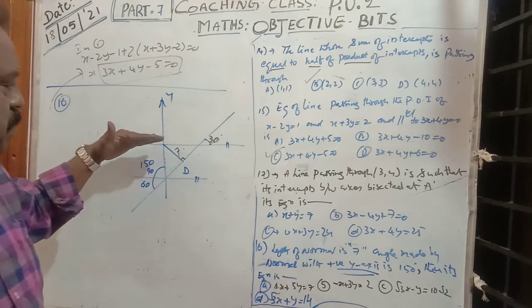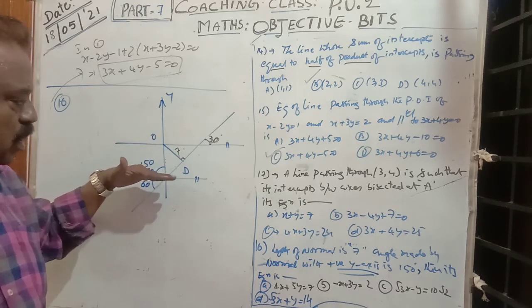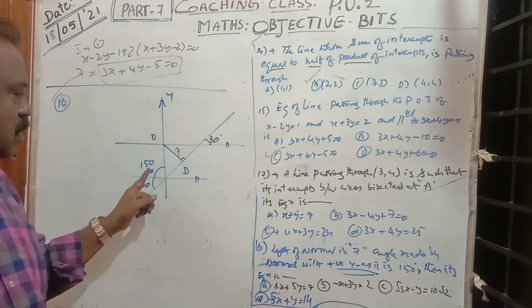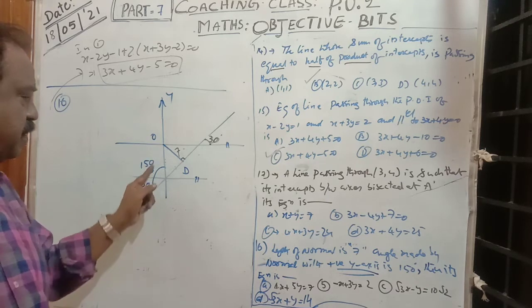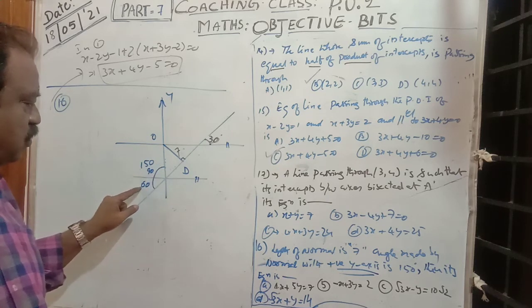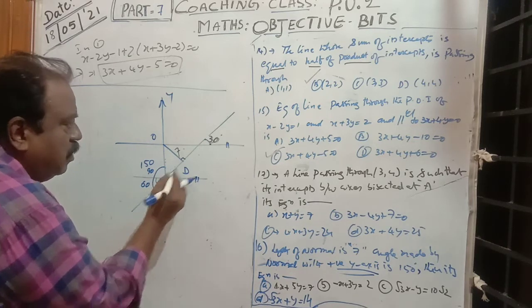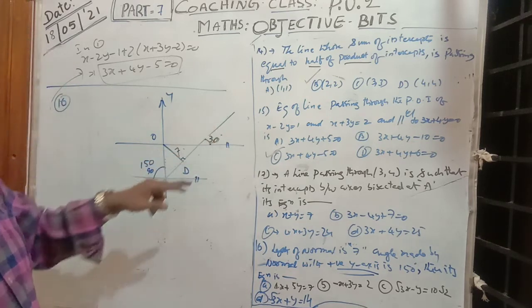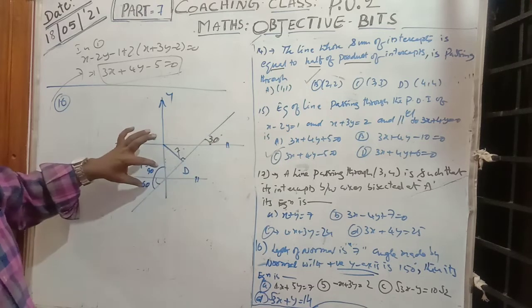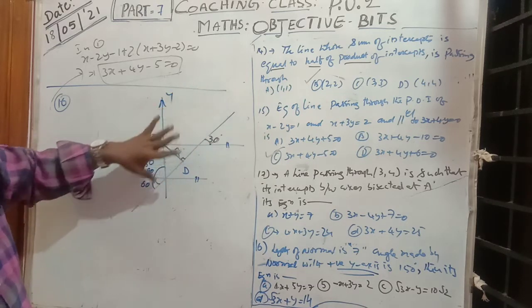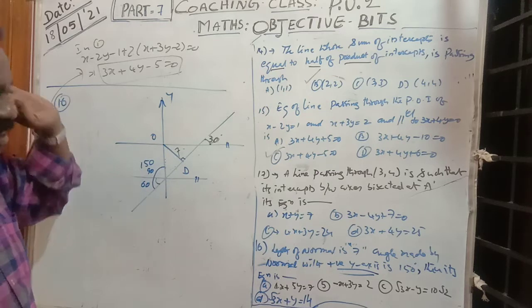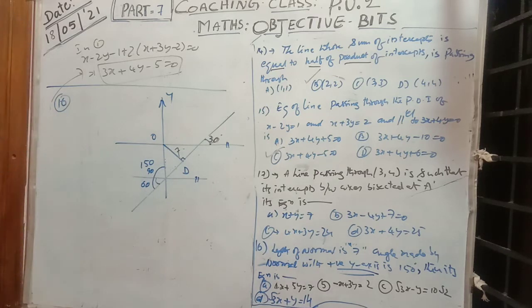Please, parallel to the x-axis, I am taking one line parallel. Total is 150. 150 is 90 plus 60. If this one is 60, it means this is 30, because there are alternate angles. It is 60, so it means 30 degrees. Okay, now I will come to the point.